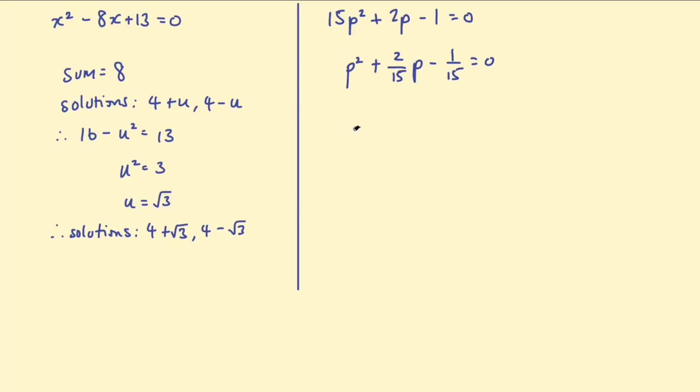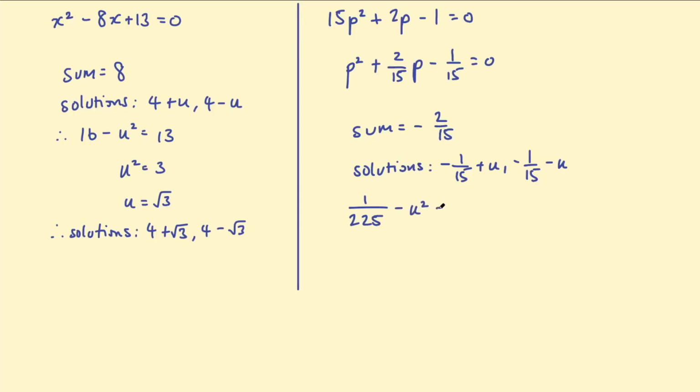And then therefore we can say the sum is the negative of the coefficient of p, which is negative 2 on 15. And then therefore we can say the solutions will be half of the sum. So half of 2 on 15 is 1 on 15 plus u, and negative 1 on 15 take u. So then using the difference of two squares, we can say that 1 on 225 take u squared equals the product. Now the product in this case is negative 1 on 15. And I should point out, when you're looking at the sum, you take the negative of the coefficient. When you're looking at the product, you just take whatever that constant is.